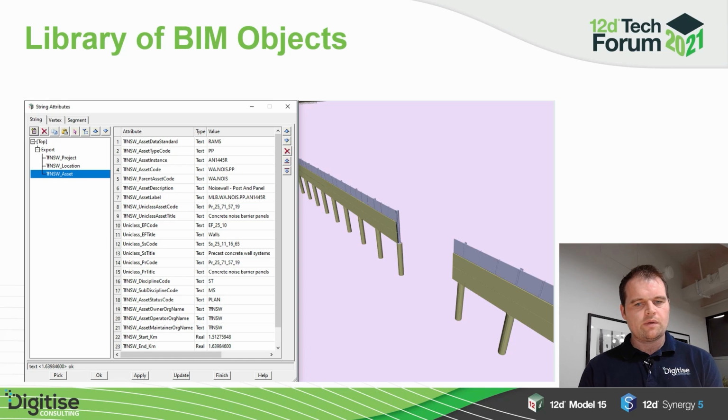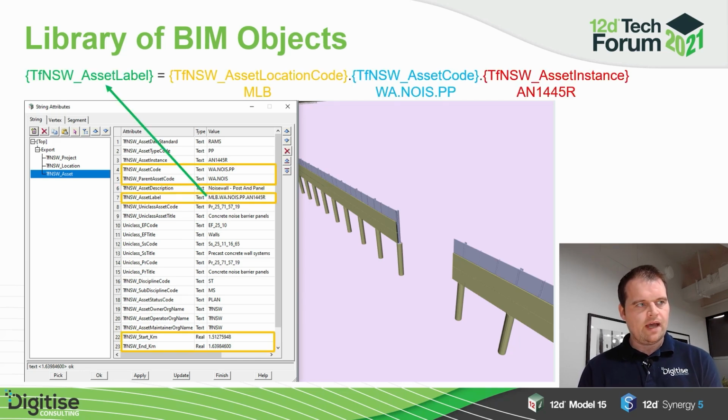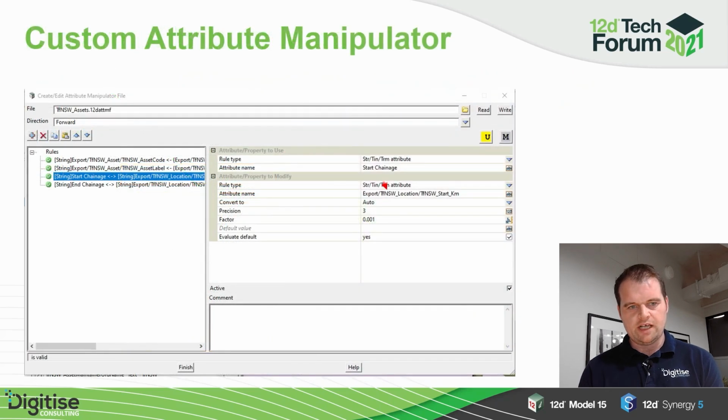So similar to what we did for the snippet, we can actually concatenate some of these attributes to create new values, including the asset code, asset label, and even the chainage. Here in this example, we're showing the asset label, which is made up of the asset location code, the asset code, and the asset instance. We can concatenate those three pieces of code together to create the asset label using the attribute manipulator file, which I'm now going to cover.